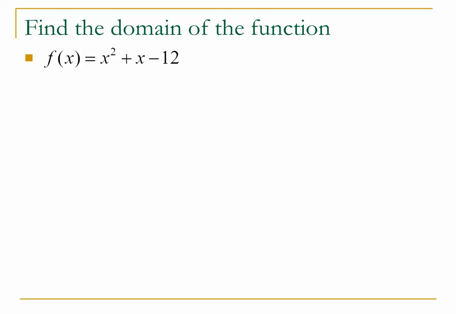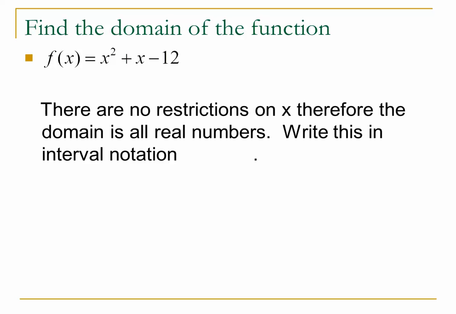Starting with f of x equals x squared plus x minus 12. This is actually a polynomial function. More specifically, it's a quadratic function. All polynomial functions have a domain of all real numbers. There's no work to be done. There's nothing else to consider. You simply state the domain as all real numbers. There are no restrictions on what x is allowed to be. So in interval notation, we would write from negative infinity to infinity.